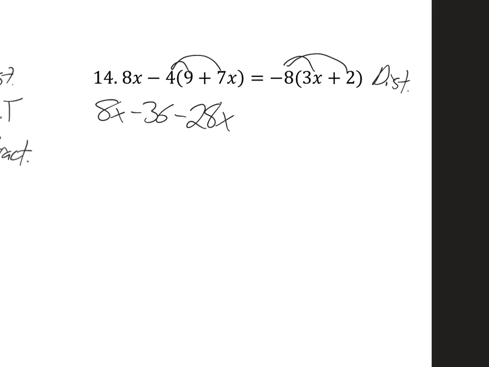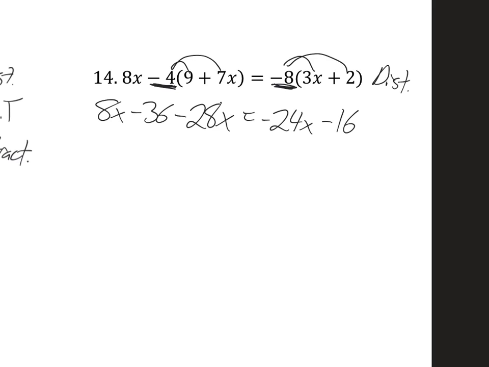When you are distributing, make sure you pay attention to what sign this front number has. If it has a negative, it is going to carry over when you multiply it. So don't just multiply by 4 and get plus 28x. That's going to mess you up. Okay, equals, same thing over here. We have a negative 8x, so we are putting negative 8 to both of these. So negative 8 times 3 is negative 24x minus 16.